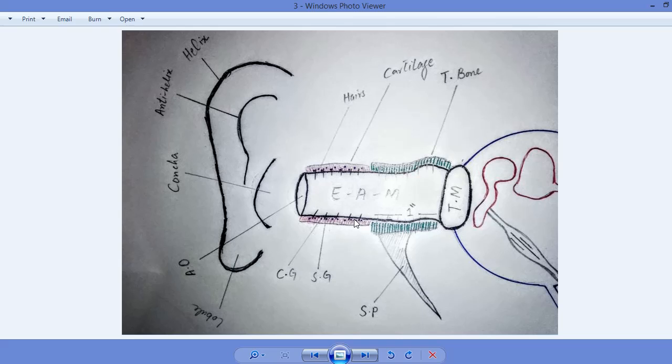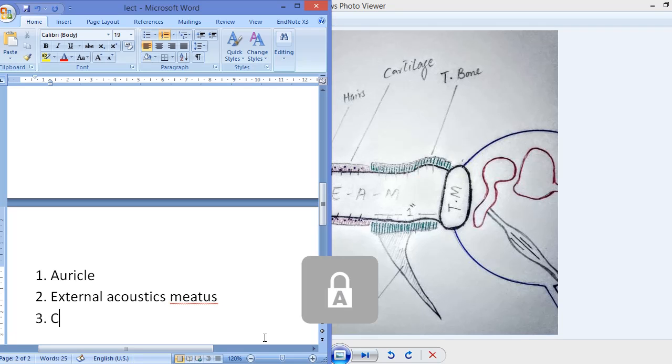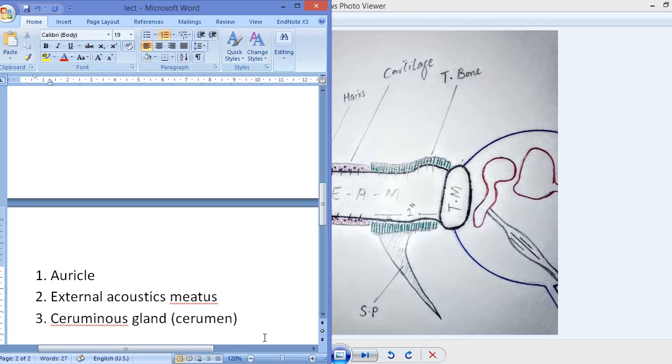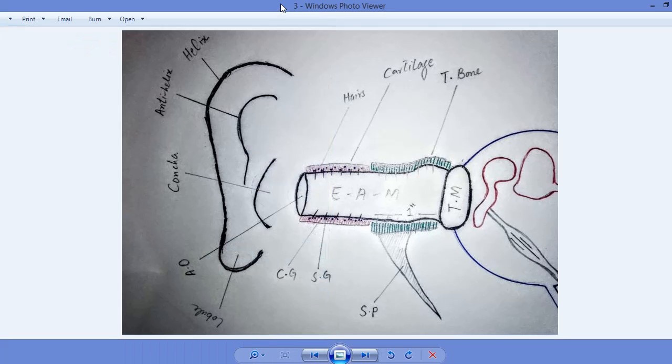The ceruminous gland, I'm going to write. This is an important gland, the ceruminous gland, which contains a fluid that is called cerumen. Cerumen is a fluid that is secreted by the ceruminous gland. The ceruminous gland is actually a modified form of the sweat gland, and sweat glands are of two types: the apocrine sweat gland and the eccrine sweat gland.